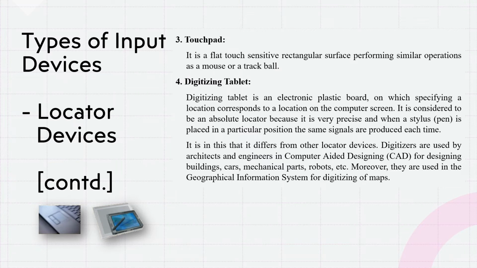Coming to another device, which is a touchpad. It is a flat, touch sensitive rectangular surface performing similar operations as a mouse or a trackball, usually found in the laptop. Digitizing tablet. Digitizing tablet is an electronic plastic board on which specifying a location corresponds to a location on the computer screen. It is considered to be an absolute locator because it is very precise. And when a stylus or pen is placed in a particular position, the same signals are produced each time over the screen. It is in this that it differs from the other locator devices.